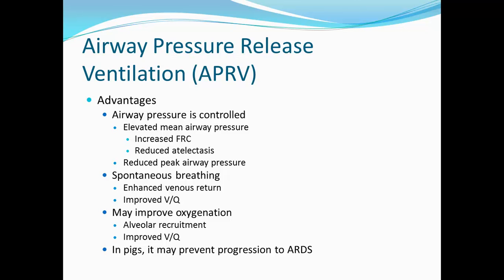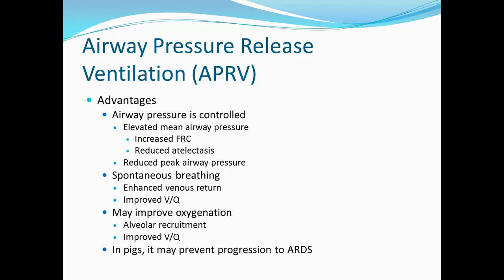Some of the advantages of APRV, primarily we can control the airway pressure. Since we control the airway pressure, we're not going to have a sudden increase in airway pressure. We can elevate the mean airway pressure. By elevating the mean airway pressure, we should reduce atelectasis. We should help to increase compliance and increase the FRC. Also, because we're using a patient breathing spontaneously in CPAP at an elevated PEEP level, we will have a reduction in the peak airway pressure.